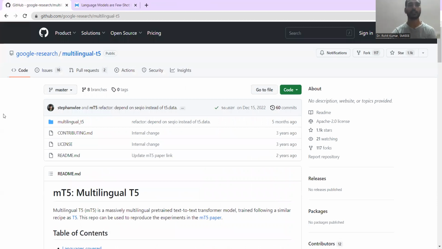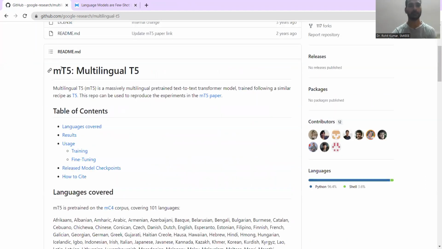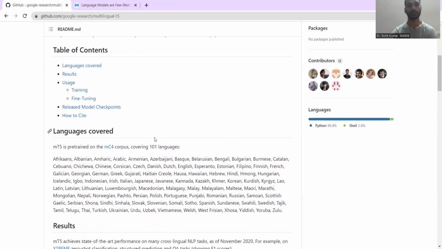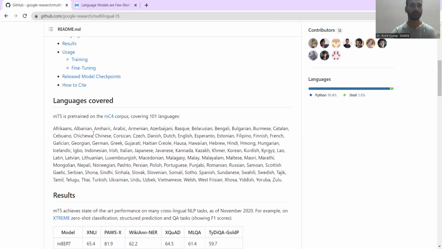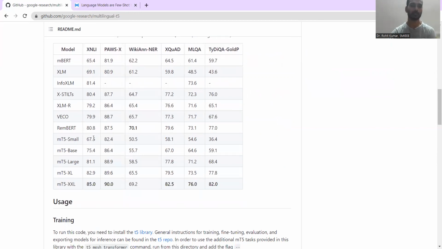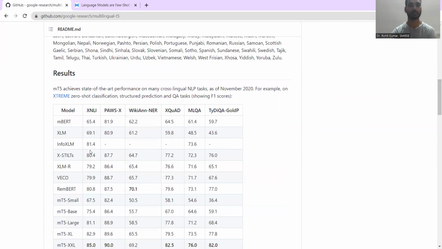Secondly, we have the multilingual T5, MT5, where M stands for multilingual T5. In short, MT5 is a massively multilingual pre-trained text-to-text transformer model. So if you are interested, you can go and look into the training and fine-tuning, then the results sections and the languages they have covered. They have covered quite a range of languages, and this particular corpus covers 101 languages. So quite wide coverage, and obviously if you are a person of machine translation or NLP, then definitely this must be of interest to you.